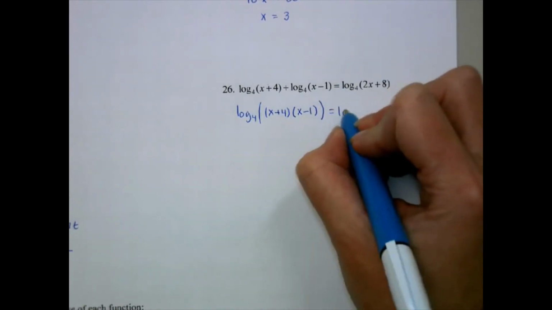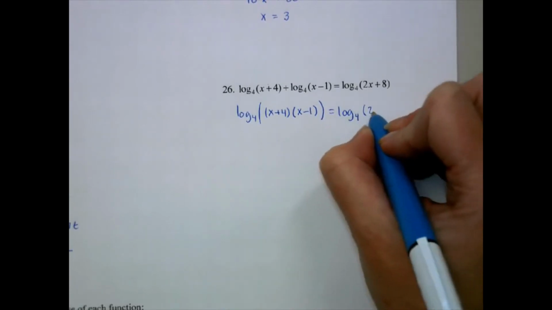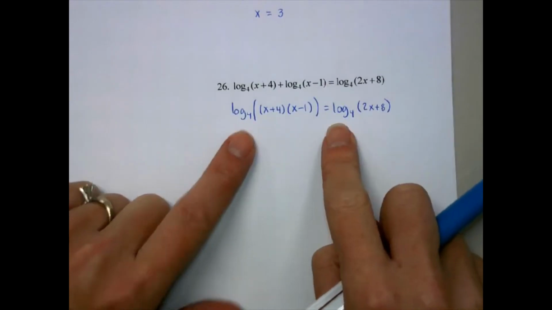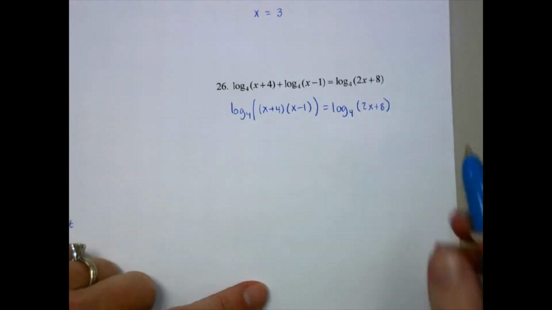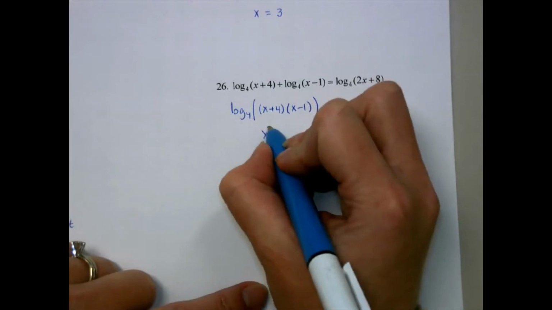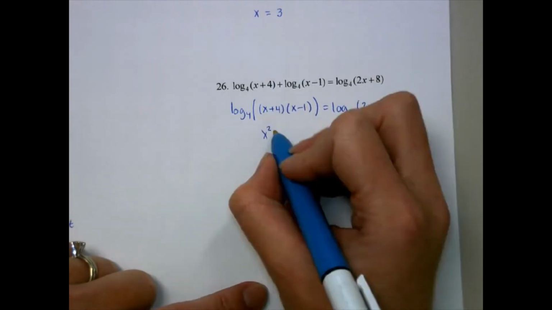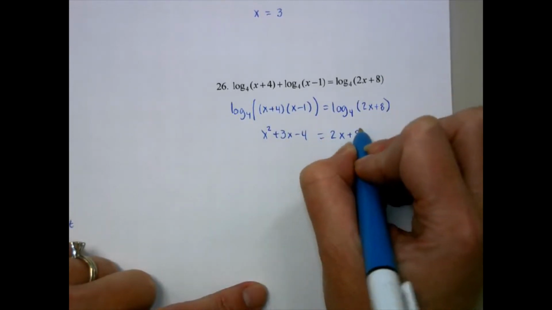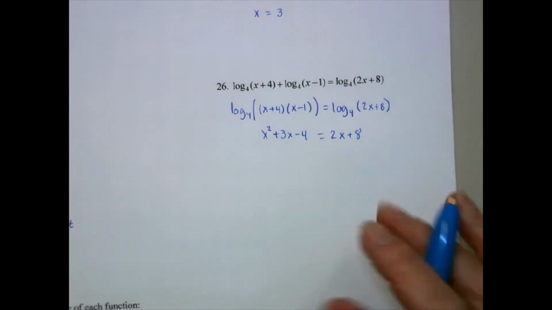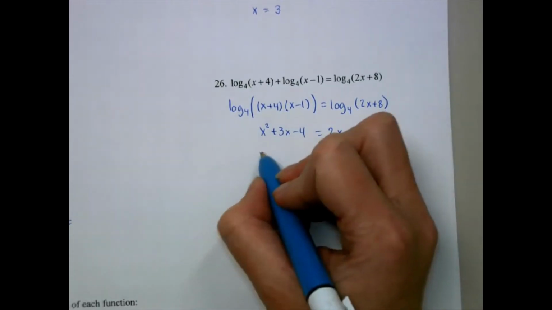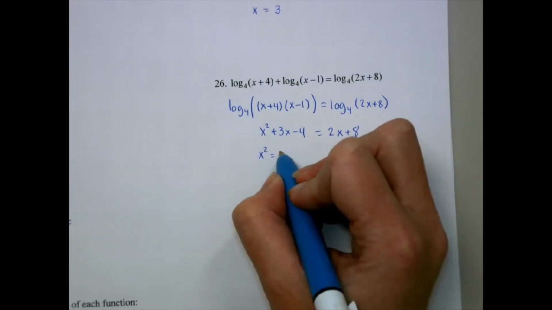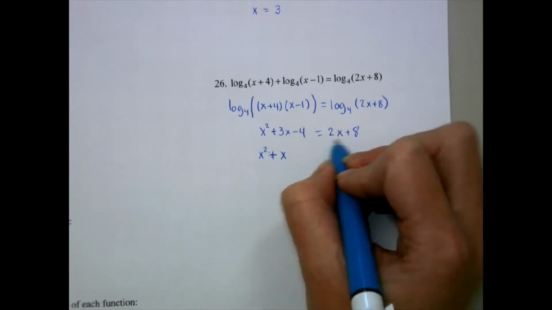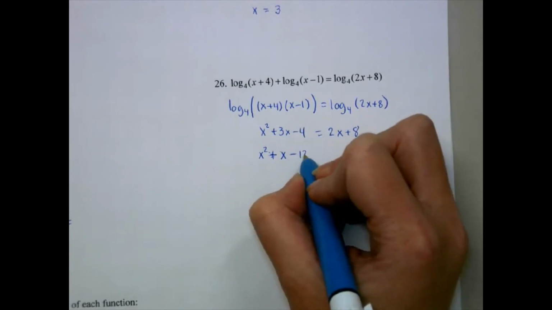Okay, so now I have log of something equals log of something, so the insides must be the same. So when I FOIL this, we get x squared minus x plus 4, so plus 3x minus 4 is 2x plus 8. Okay, we have a trinomial that we want to factor, so I'm going to move everything to one side. So x plus x, 4 minus 8 is minus 12. So this is going to be x plus 4, x minus 3.